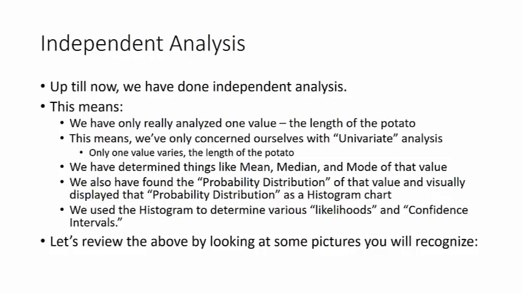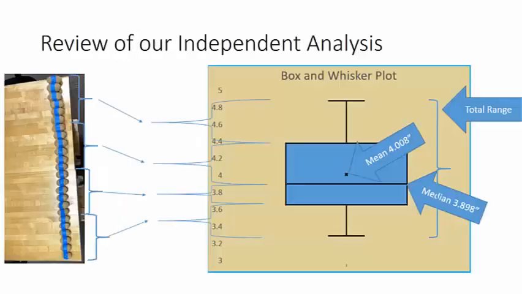And then we used that histogram chart to determine various likelihoods, like how likely is it that you would get a potato length that is less than 4.7 inches, things like that. And we talked about the confidence intervals. That likelihood is sort of our confidence that we'll pick a potato that is shorter than that length. So let me review these same concepts I just spoke out loud, but we'll do it with pictures that you'll probably recognize from the earlier videos.